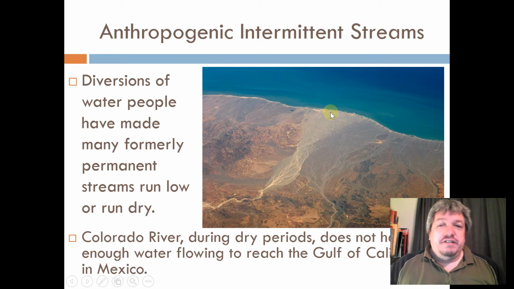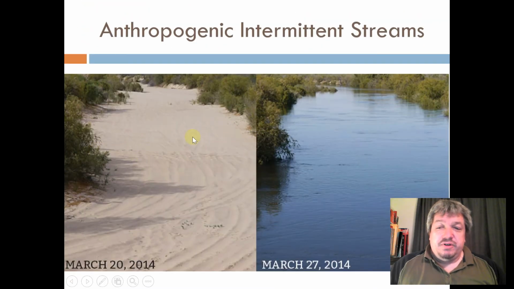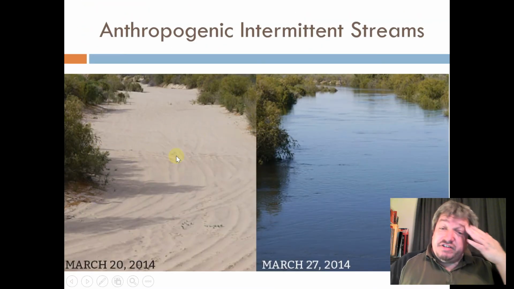The Colorado River is a main source of water for Los Angeles and for Phoenix and for Las Vegas, as well as Mexico, so we've basically taken all the water. And it actually looks like this most of the year. And that's been disastrous for the wildlife.